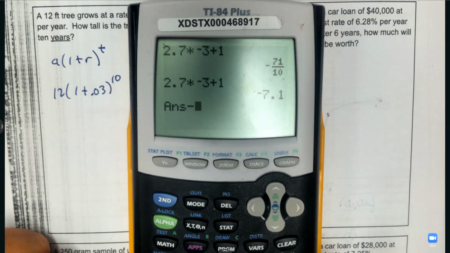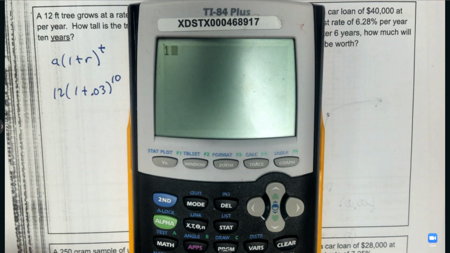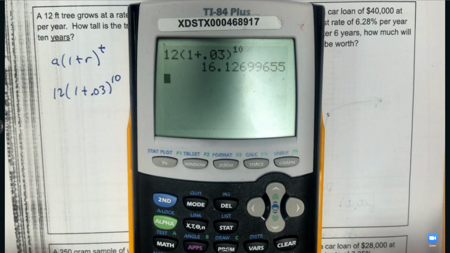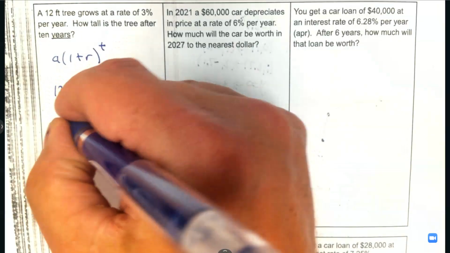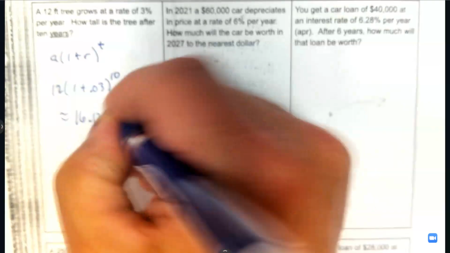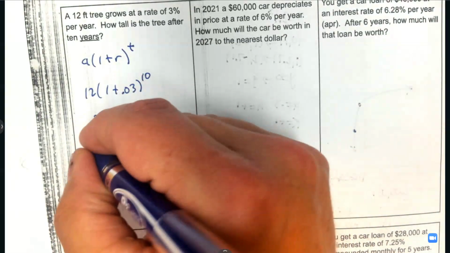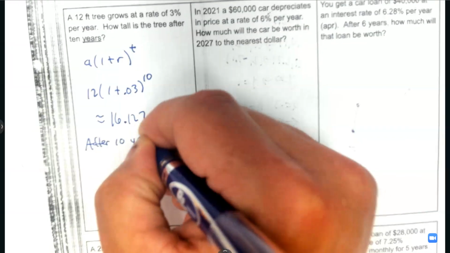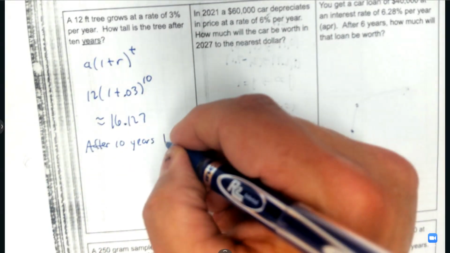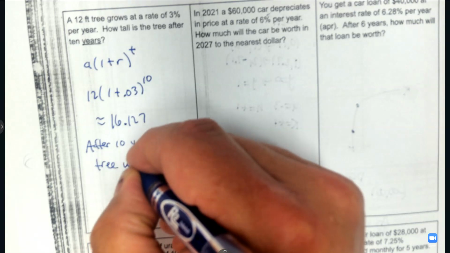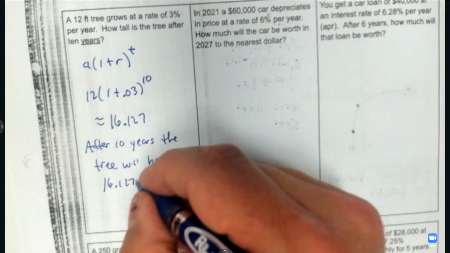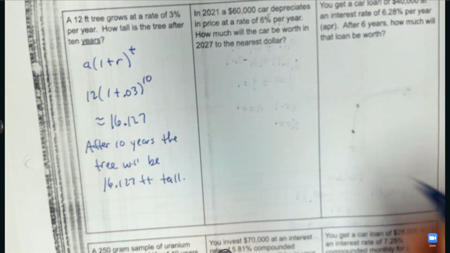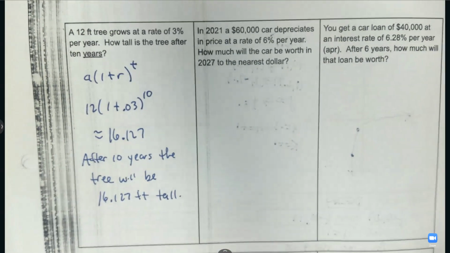Anyways, here we go. So I'm going to clear this. So 12 parentheses 1 plus 0.03 to the exponent 10. And then I'm going to round. And then I'm going to write a sentence. So I'm going to write down after 10 years, the tree will be 16.127 feet tall. No biggie, right? Just a simple sentence. Did the math, showed me the math.